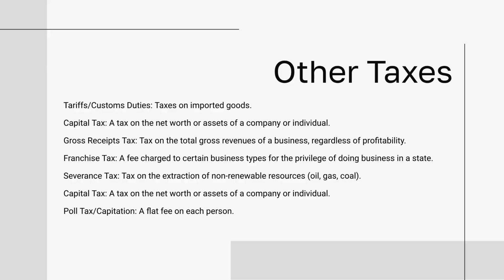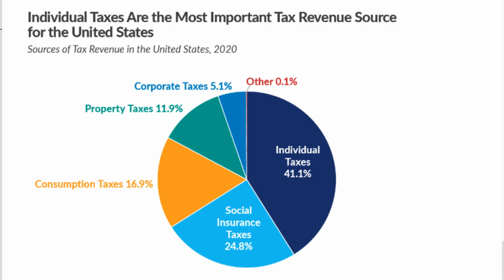Here we have a list of miscellaneous taxes that don't necessarily fit into one category. One of these taxes that stands out to me is the tariffs and customs duties. This is because in recent days we've seen a little bit of controversy regarding tariffs. This chart shows the main sources of tax revenue in the United States, the largest portion coming from individual taxes, making up about 41% of revenue.